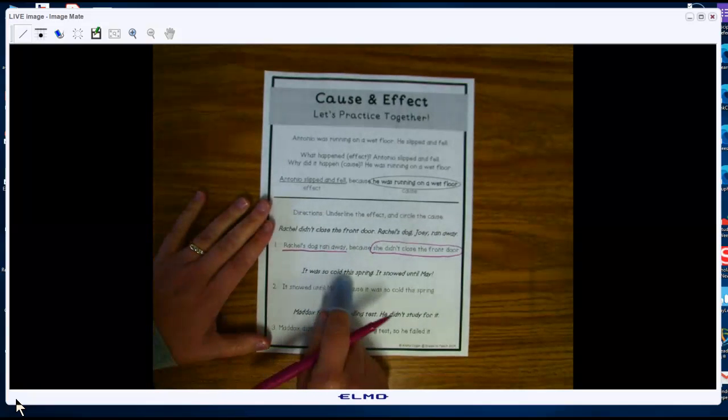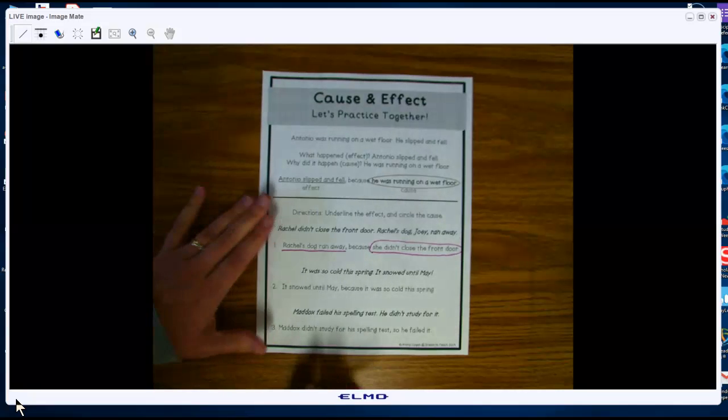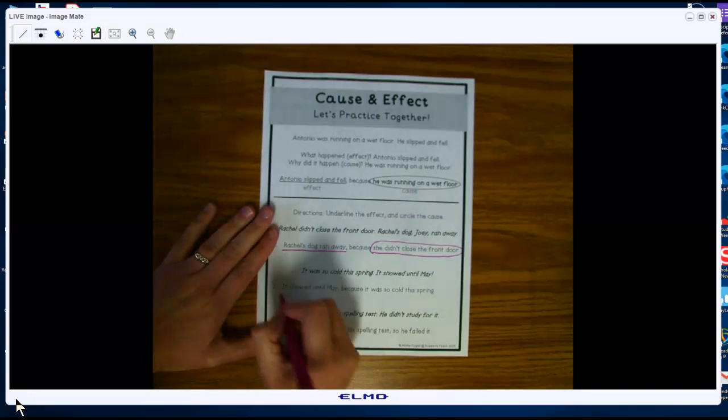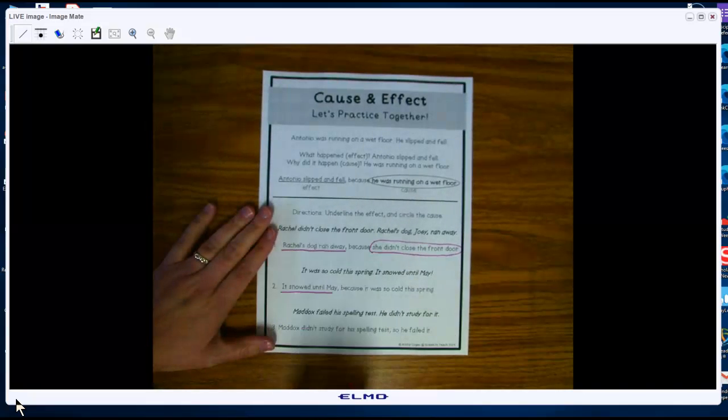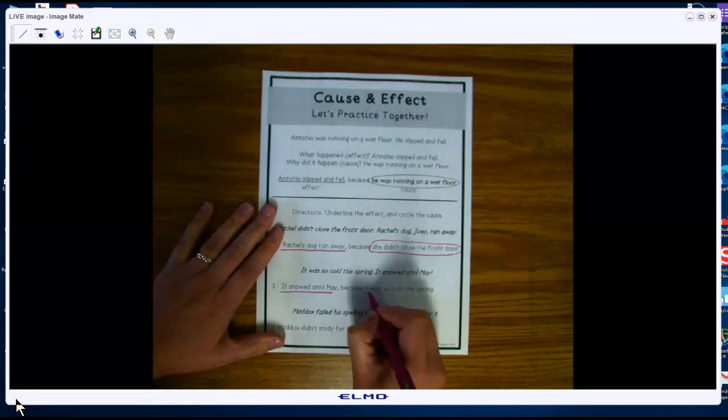It was so cold this spring, it snowed until May. So what is the cause or the effect? What happened? What are we going to underline, Emsley? Yes, it snowed until May. And why did it snow until May? What's the cause of it snowing until May? Gracie? It was so cold. Yes, it was so cold this spring.